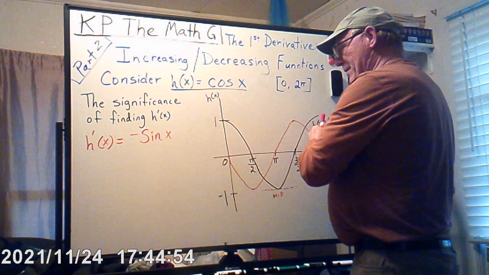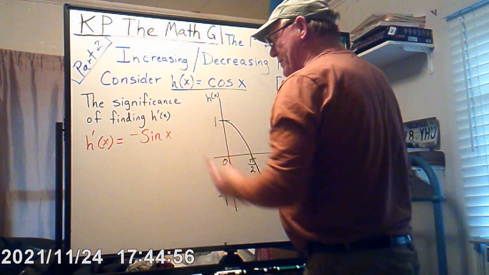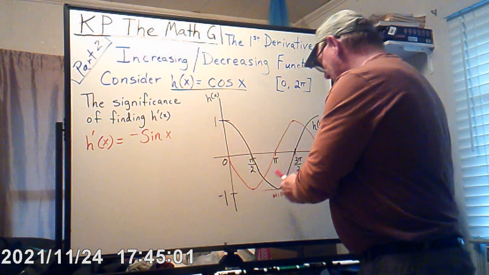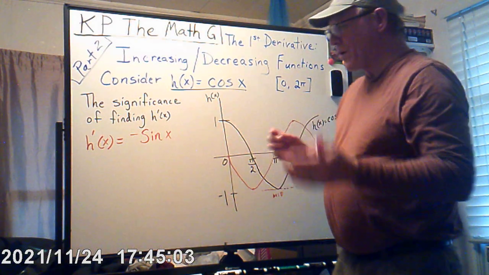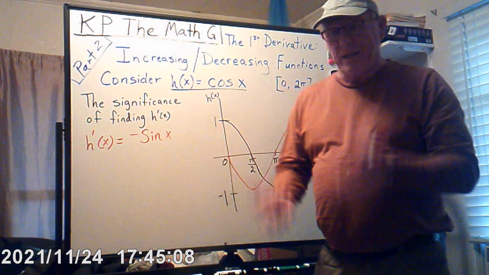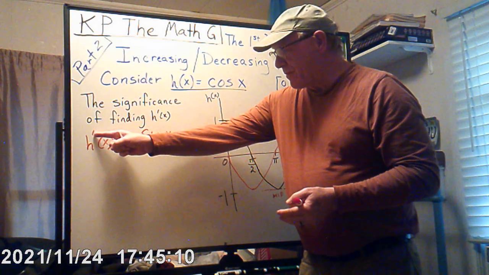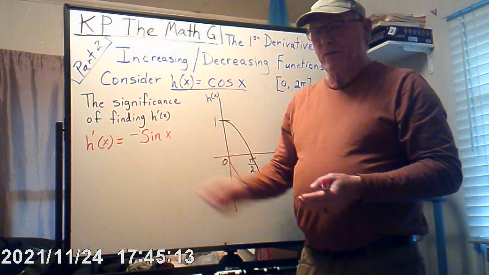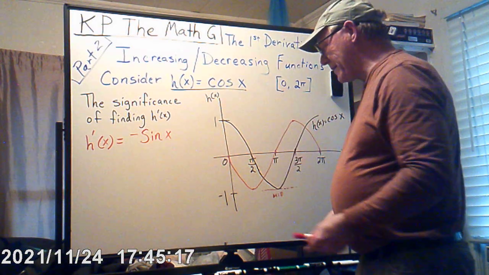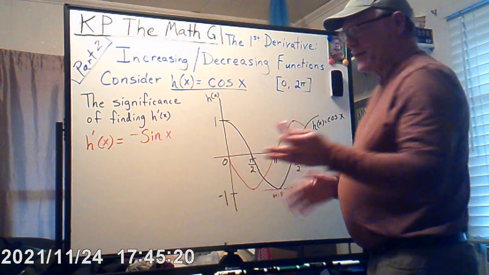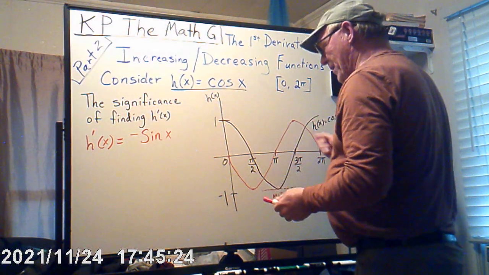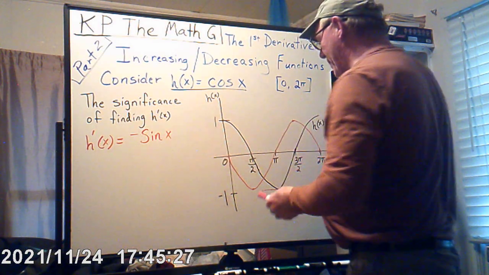The significance of finding h prime of x means that if we didn't have the graph of cosine and we just wanted to find out where cosine is increasing and where it is decreasing, the first derivative right here tells us exactly where. Now, here's what we have to remember about increasing or decreasing. Let's look at the graph of cosine first, and then we'll look at the graph of h prime of x, which is negative sine x.